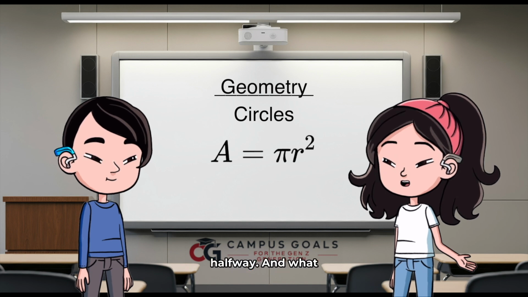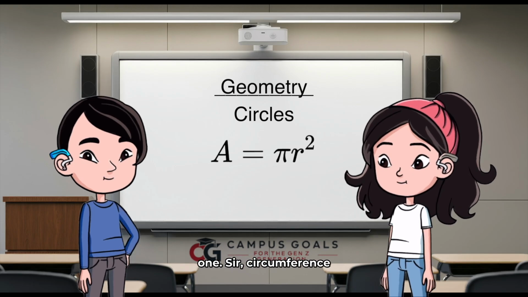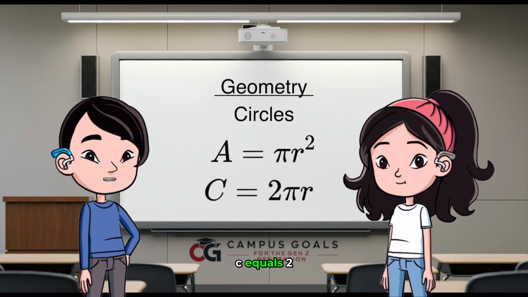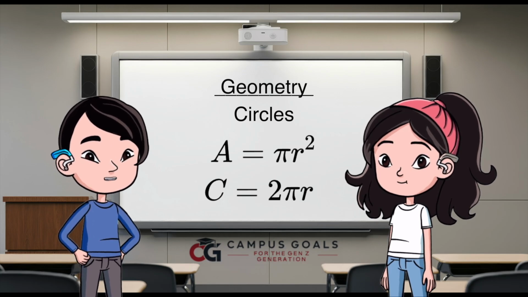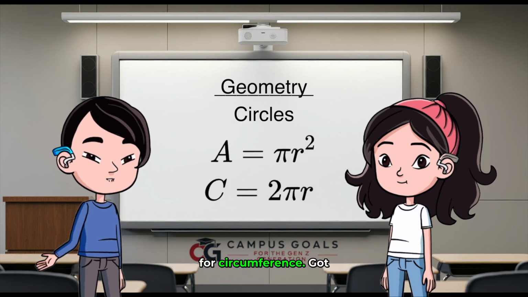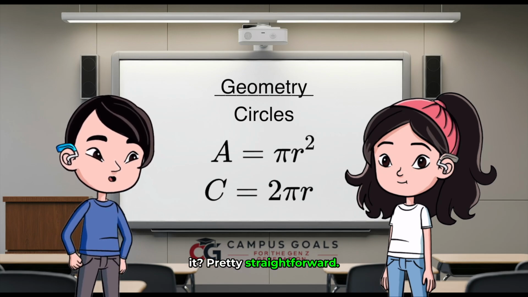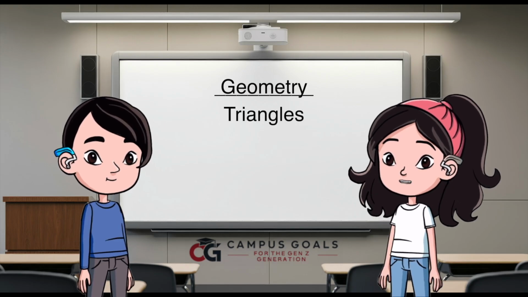Radius is just halfway. And what about the circumference, the distance around the circle? Good one. Circumference C equals 2 pi r. So, just memorize those two for circles. Pi r squared for area, and 2 pi r for circumference. Got it? Pretty straightforward. Got it. Moving on from circles.